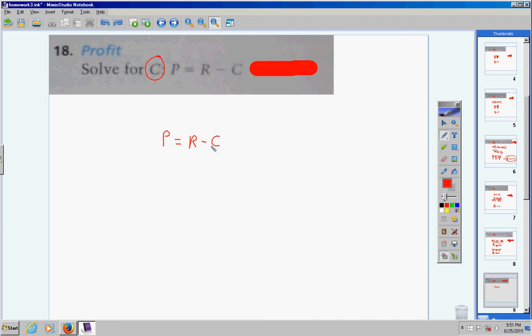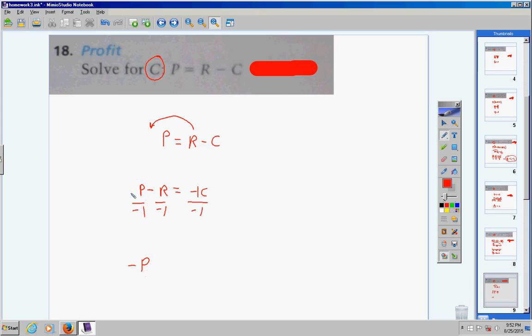I want to get all of my terms that have a C on one side, all of my other terms on the other side. So bring the R over, and the R becomes negative. And you're left with negative C. Now remember, what's really in front of the C? A negative 1, correct? If it's a negative sign, it's a negative 1. So to get C by itself, we're now going to divide every term by negative 1. Okay? So, a positive divided by a negative is negative, and P over 1 is P.